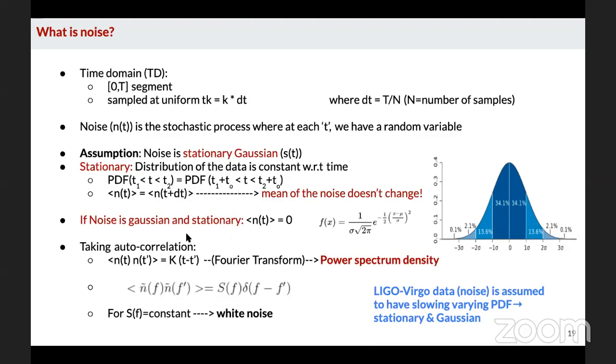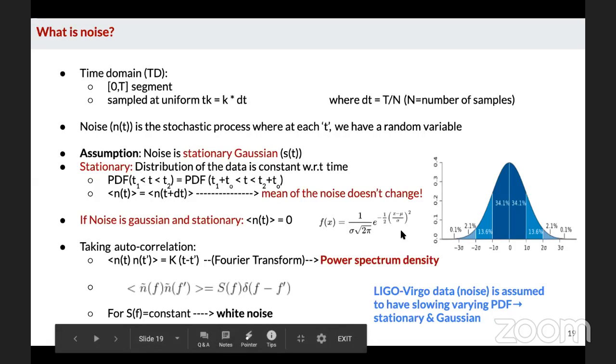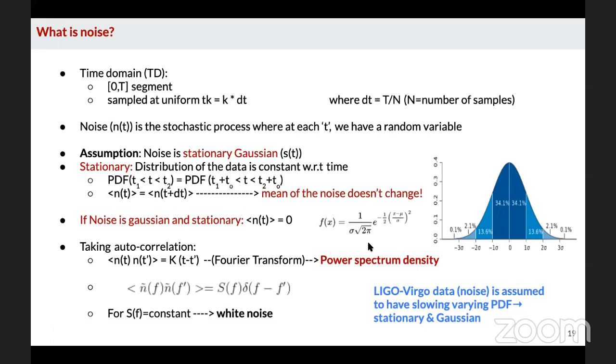Now, suppose the noise is Gaussian and stationary. This means that the mean of this noise, or the stochastic process, is zero, and for the Gaussian noise, the probability distribution looks like this, where sigma is the deviation and mu is the mean, and this is how the PDF is defined for any Gaussian distribution.